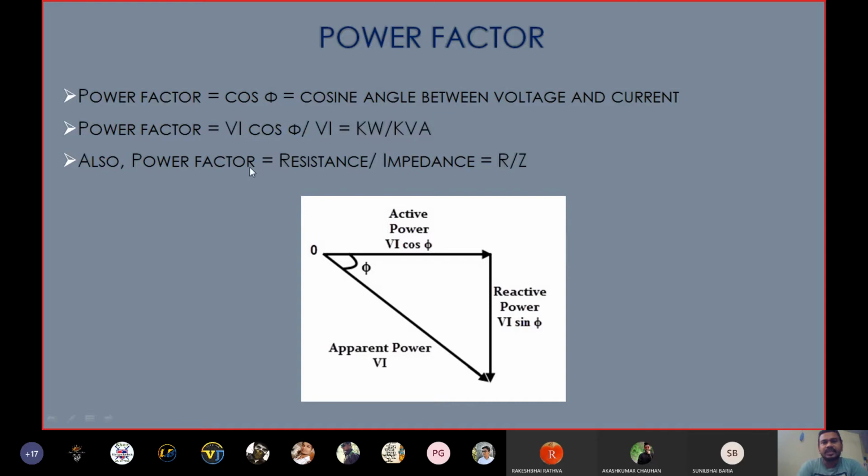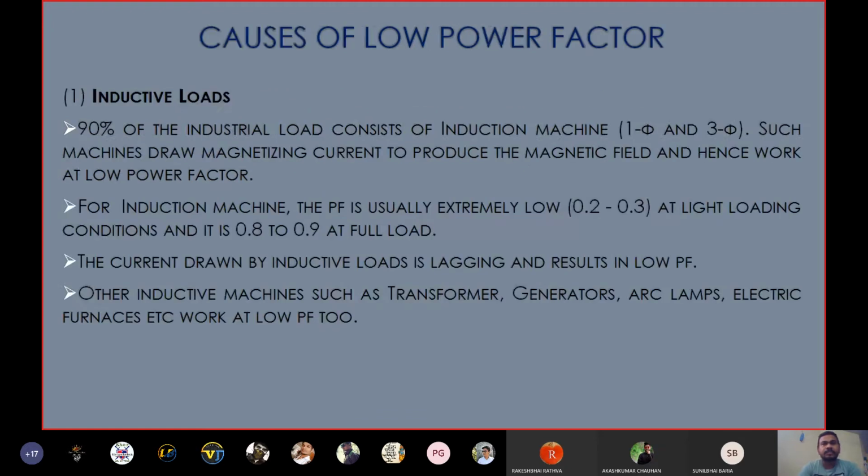Also the power factor is equal to the ratio of resistance and impedance. So if we give another definition, the ratio of resistance and impedance is also known as the power factor. So these are the three different definitions of power factor.